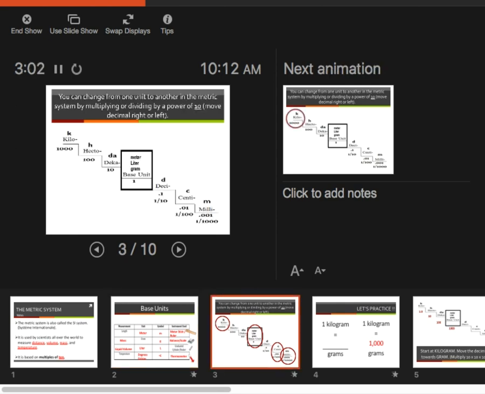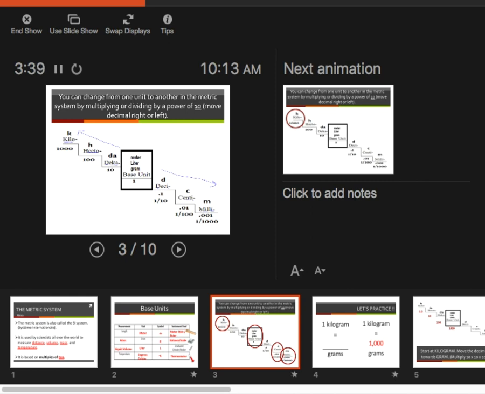Now I want to get into beyond the base units. So not everything is a meter or a liter or a gram. Sometimes it's bigger and sometimes it's smaller. So we use what we call prefixes. All of these here are called prefixes, and we can put them in front of meter, liter, or gram in order to see if something is bigger or smaller. So if anything is going to be bigger than a meter or liter or gram, we use these prefixes here: kilo, hecto, and deca. Anything smaller are down this way: deci, centi, and milli.